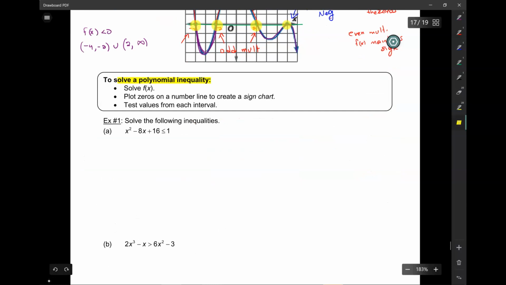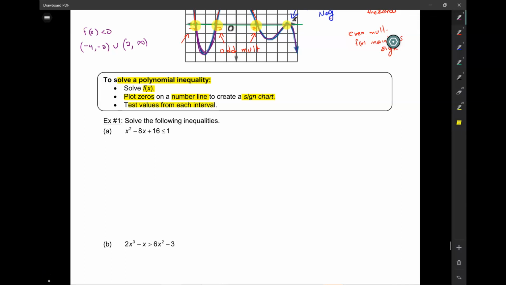Okay, how do we solve these polynomial inequalities? Solve for f of x. Get the zeros and put them on a number line to create what we call a sign chart. Then we're going to test values from each interval. So let's do this.